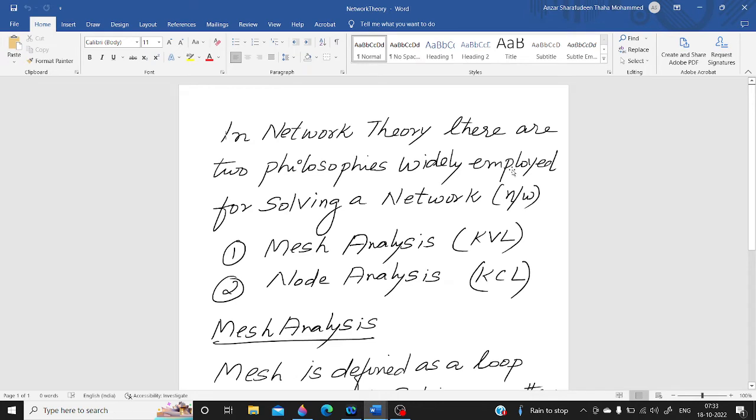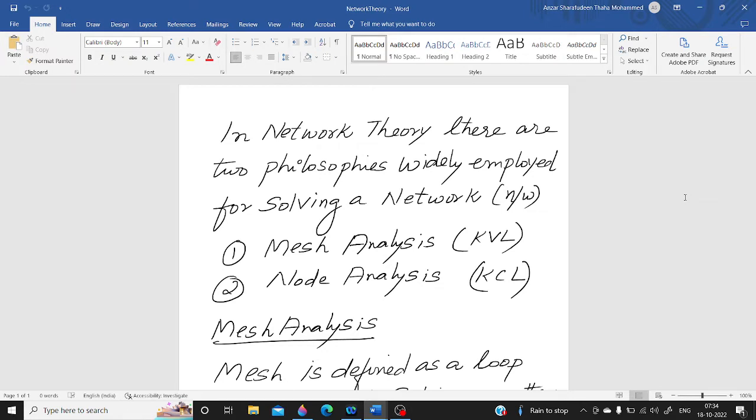In network theory, there are two philosophies widely employed for solving a network. First one is the mesh analysis, and mesh analysis uses the principle of Kirchhoff's voltage law. And the second one is nodal analysis. Nodal analysis uses the principle of Kirchhoff's current law. So if we are aware of how we are applying both the Kirchhoff's current and voltage laws, then solving a network is very much easy.